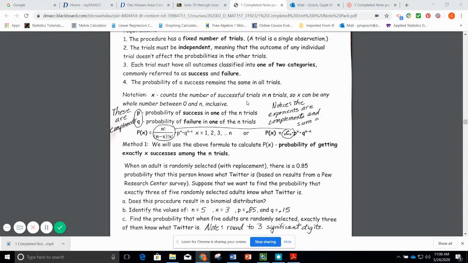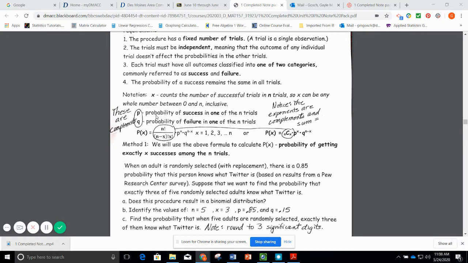X counts the number of successful trials in n trials. So X is what you're seeking out of a total number of n trials. And it can be anywhere. That X can be any value between 0 and n. And again, these are going to be countable numbers: 1, 2, 3, 4, 5.